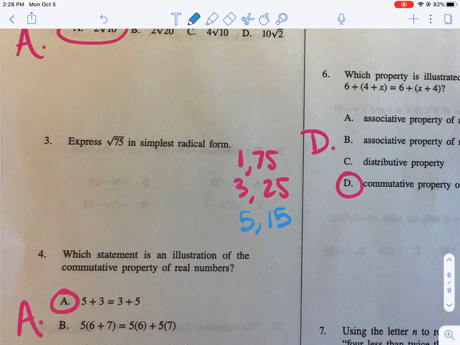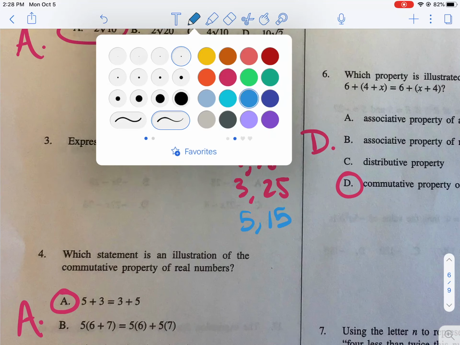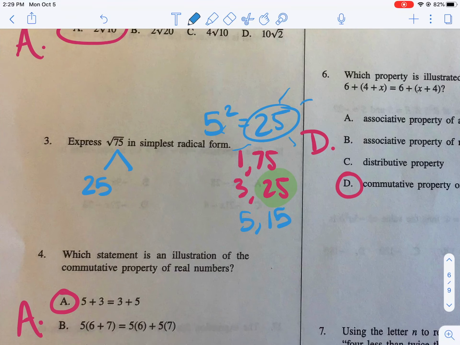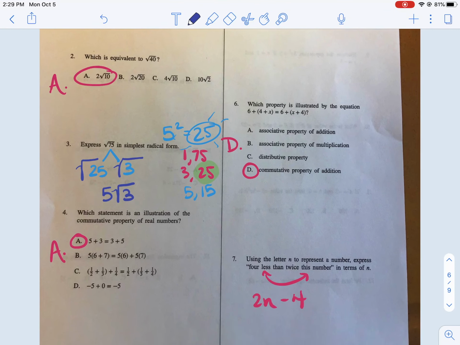So as I look through, I would write down all my factors, and I'm going to look for which factor is a perfect square. So if I look here, I have 25 and 3. 25, since 5 squared is 25, 25 is a perfect square. Yay! So I'm going to split this up: 25 and 3. The square root of 25 and the square root of 3. So the square root of 25 is 5, and then the square root of 3. So that would be our final answer.